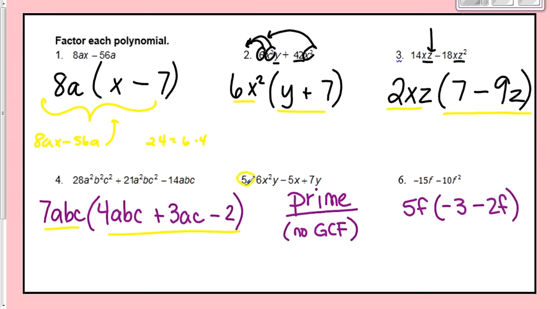There is no greatest common factor that all 3 terms have in common, right? Yes, these both have an x, but 7 doesn't. Yes, this one has a y, this one has a y, but 5x doesn't. So there was nothing I could take out, meaning I can't write it as something times something.